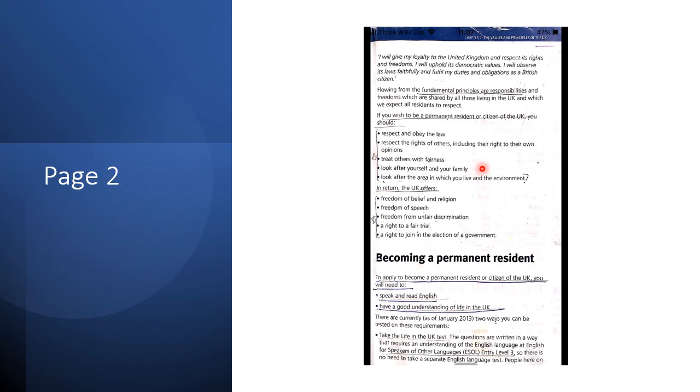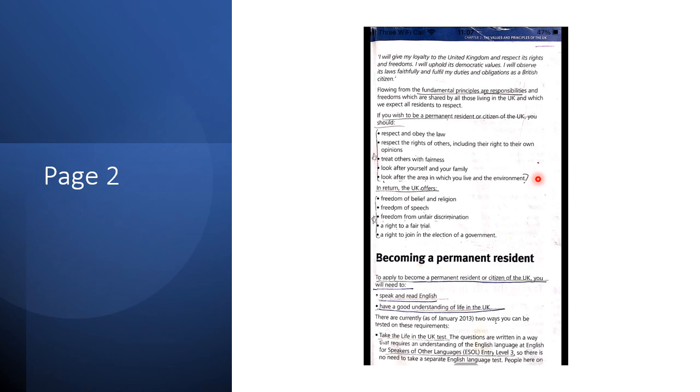Look after yourself means do a job, earn money for them, give them a good life, education, all that stuff. Look after the area in which you live and the environment. This is very important. You have to look after your area, your environment, because that is a collective effort. That's teamwork. Okay, you can't destroy things, you can't vandalize things. Obviously I don't say that you do that, but this is what is expected of everybody.